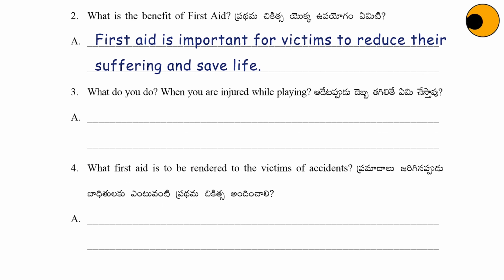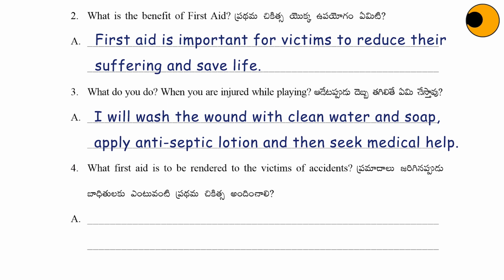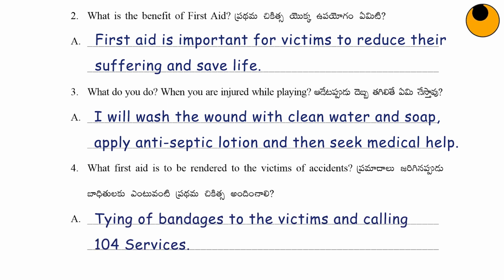What do you do when you are injured while playing? I will wash the wound with clean water and soap, apply antiseptic lotion, and then seek medical help. What type of first aid is to be rendered to the victims of accidents? Tying of bandages to the victims and calling 104 services.